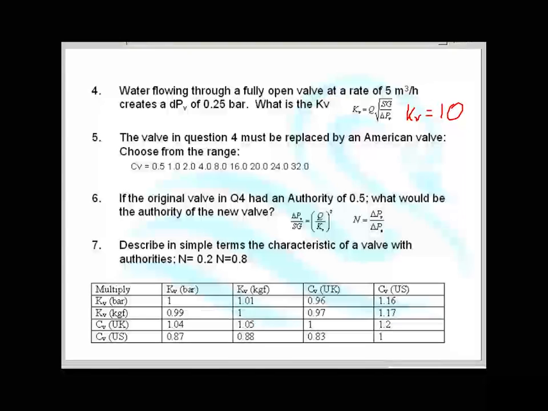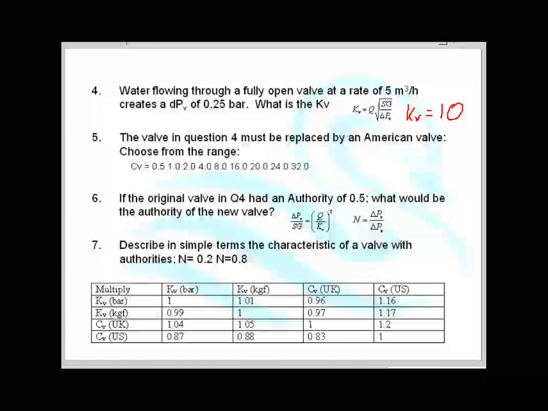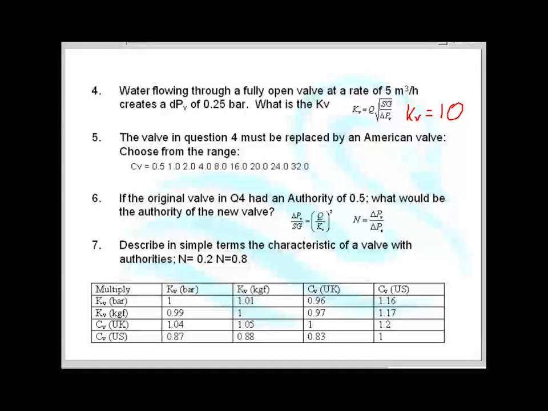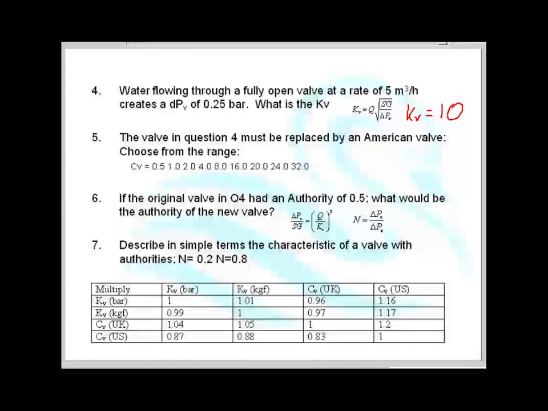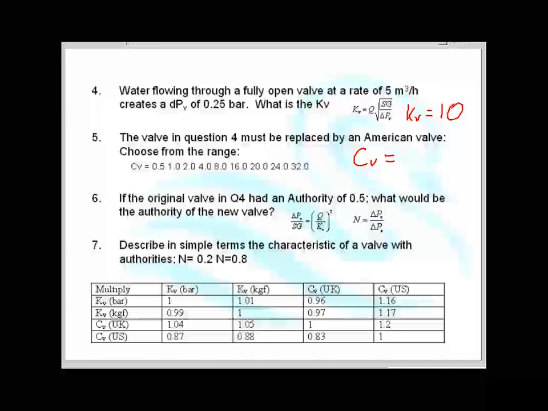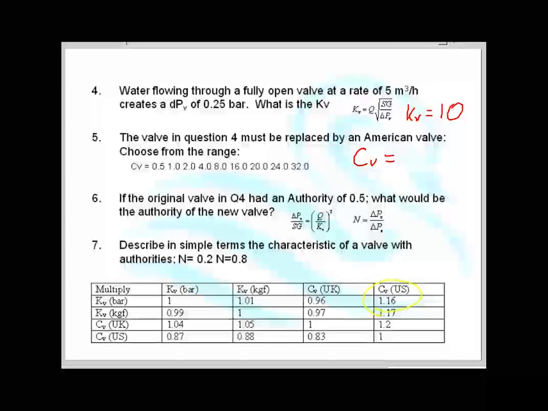equals 10, but I need to buy an American valve, and the American valve is quoted as CVs. So I need to take my kV of 10 and convert it into an American CV of something. If the kV is 10, the conversion factor is over here. If the kV is 10, what is the CV?